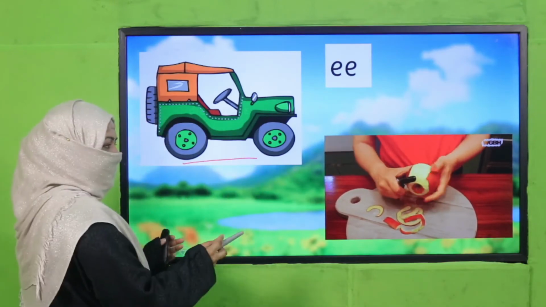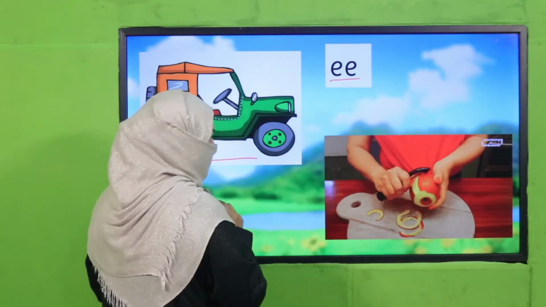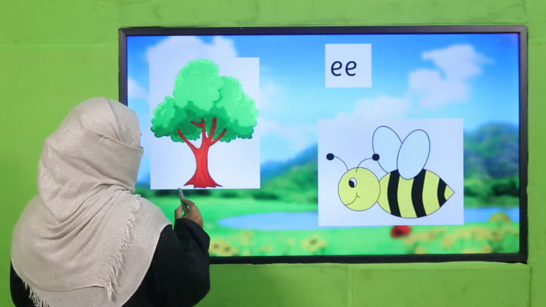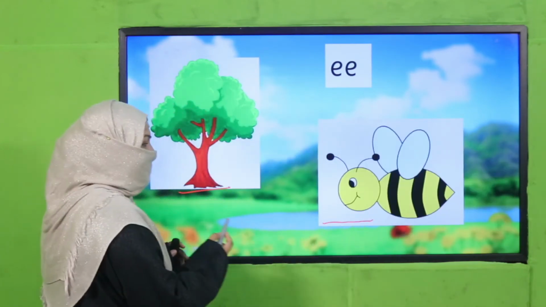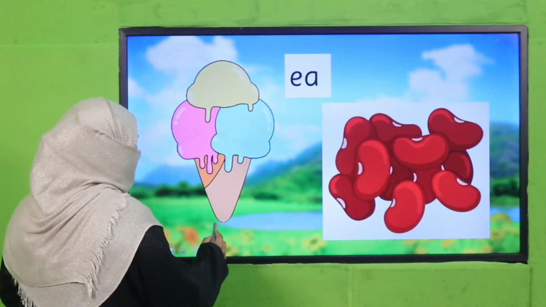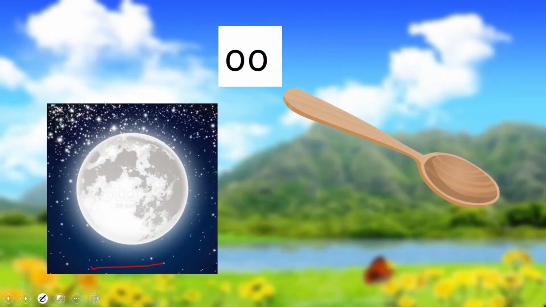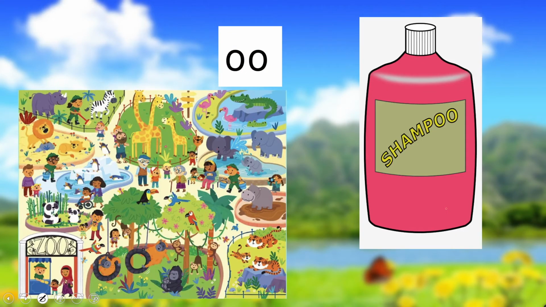Jeep is the middle sound of this digraph. Peel, tree, bee, this is the final sound. And ice cream, bean, moon, spoon, zoo, and shampoo. Now you see this is the final sound of this digraph.